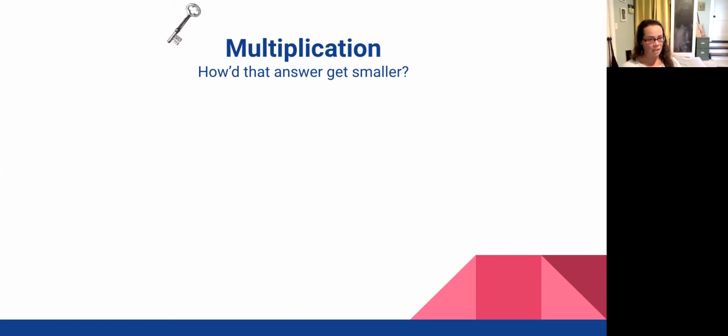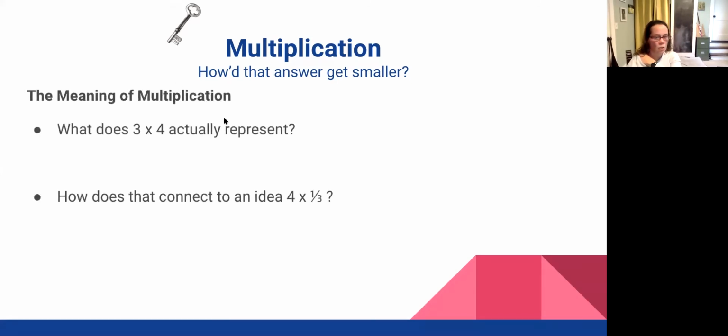That multiplication has always meant my answer is always going to be the bigger number at the end. And all of a sudden, with multiplication and fractions, our answer gets smaller. So before we even think about going back to multiplication with fractions, there's always a lot of work that needs to happen with just what does 3 times 4 actually mean? What does it actually represent? And doing work with that.